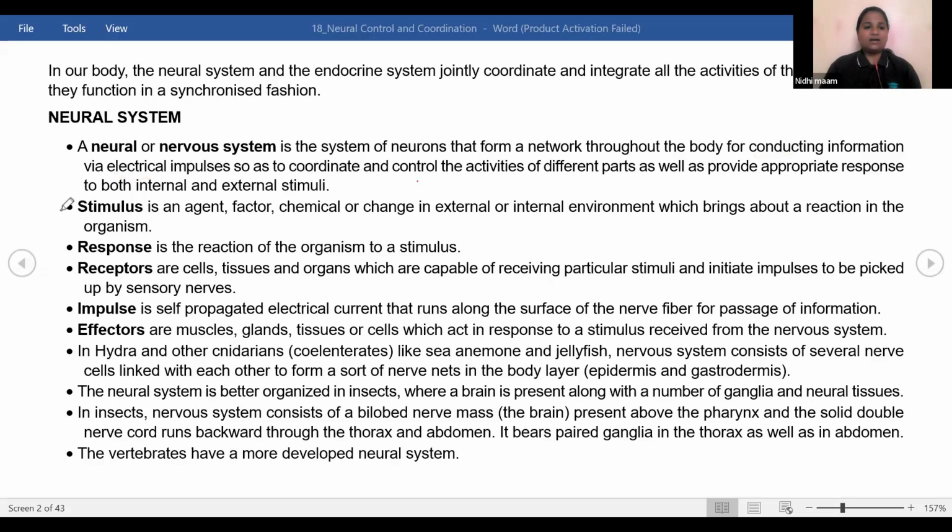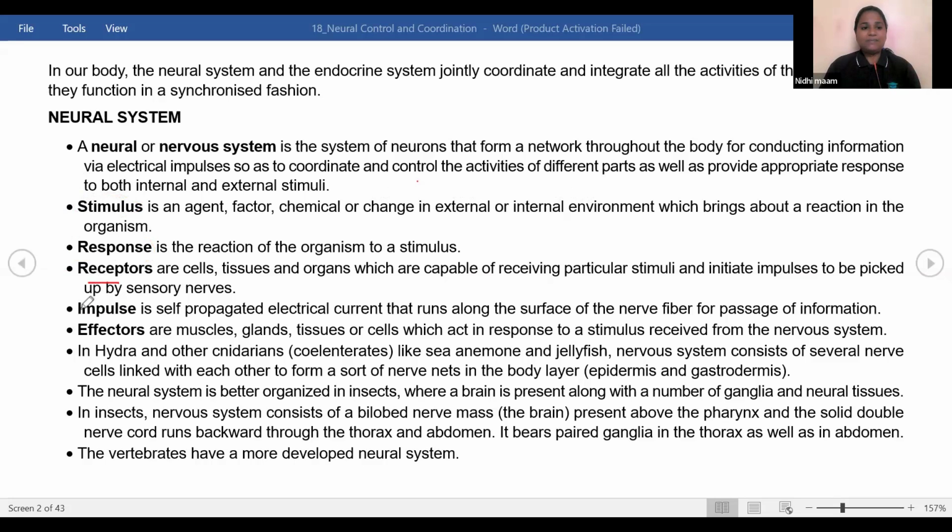In this we will come across 5 terminologies: stimulus, response, receptors, impulse and effectors. What is a stimulus? The factor, whether it is a physical or a chemical factor, or a change in the external or internal environment. Whatever change brings a reaction in us, we call that change a stimulus. What is a response? What we respond to that factor, either physical or chemical, how we respond, so it is called a response.